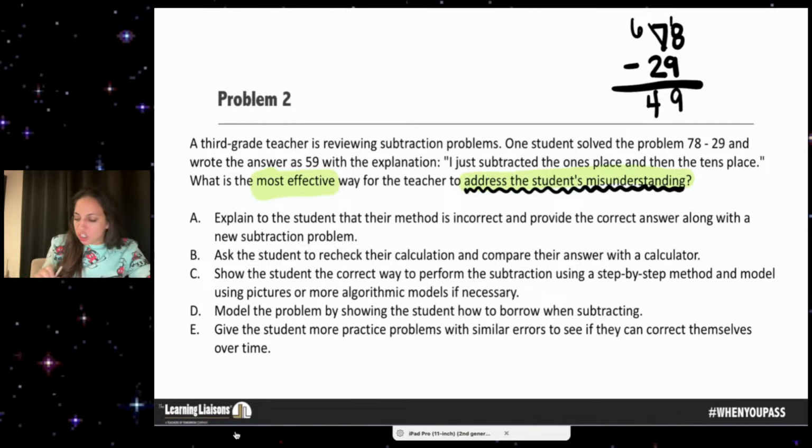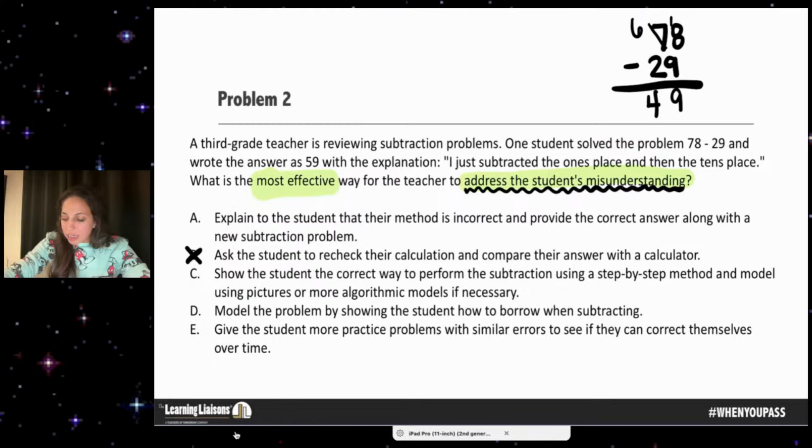Ask the student to recheck their calculation and then compare their answer with a calculator. In that sense, we're not addressing the student's misunderstanding, because we're not looking for the root cause of that error. And then we're relying on the calculator to just give them a right answer. So if the student rechecks and they think that they got it right, and then they use a calculator and the calculator says that the answer is 49, we have not addressed that student's misconception at all. In fact, the student's probably just going to write 49, move on. And when you ask them if they get it, they're going to say yes. That is often how those kinds of scenarios work. And so that's not going to be the right answer.